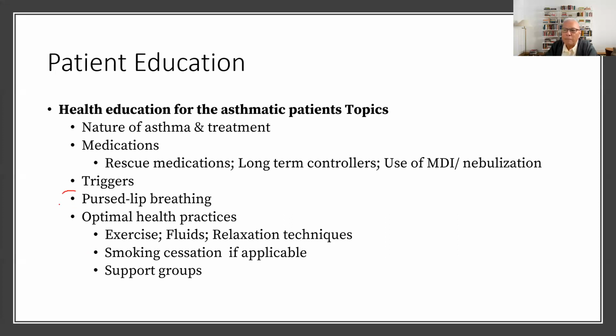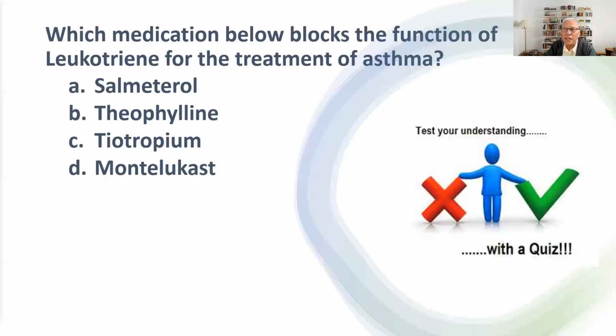Now, believe it or not, pursed lip breathing is usually going to be taught to these patients because it helps in the expiratory phase of the patient. And then, of course, optimal health practices like exercise, the value of fluids, and relaxation techniques, and if appropriate, quitting smoking, as well as support groups. Those are important interventions to include in anybody that has asthma.